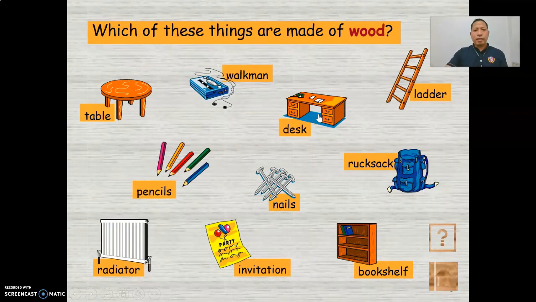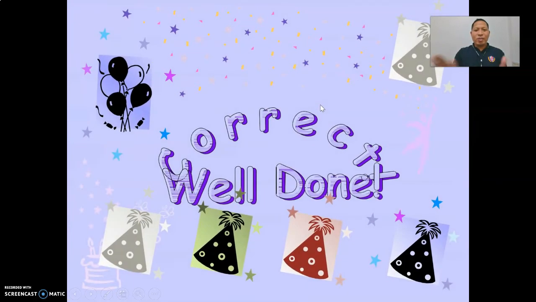Next, a disc. Is it made of wood? Again, a disc. Is it made of wood? Okay, raise your thumb if you said yes, and do a cross if you said no. Okay. 1, 2, 3, go. Oh, well done. Very good.